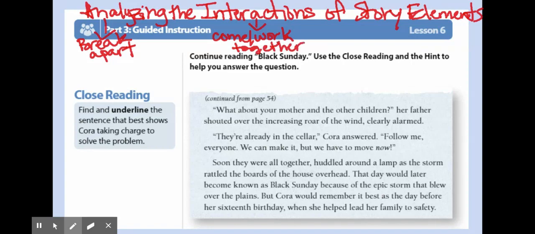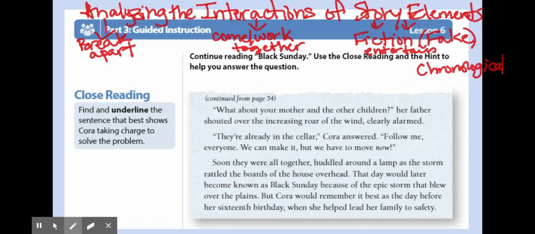And then we're going to further define story. And story, anytime you see that, you should automatically know that it is fiction. And if something is fiction, that means it is fake. It is not real. And if it's fiction, that also means our purpose is going to be to entertain. And that means our text structure is going to be chronological because the story is a narrative with a clear beginning, middle, and end. So it has to go in chronological order. And then it's going to have some other parts, which we're going to get into in a little bit.